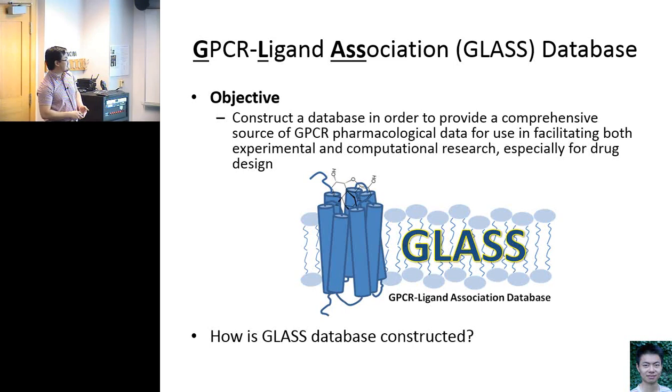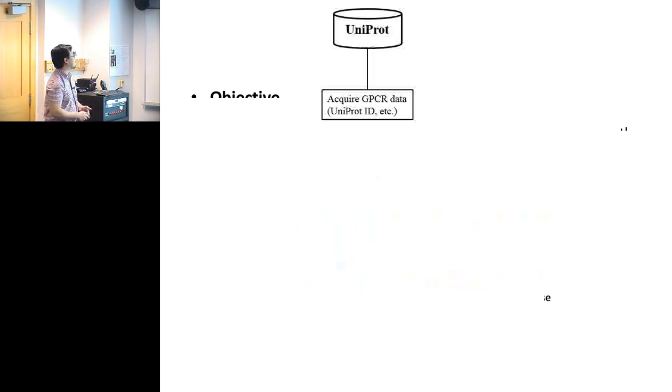GLASS stands for GPCR-Ligand Association Database, and a lot of this was done in collaboration with Hongju Zhang, who was not present today and wasn't able to make it, but is a very, very good programmer, and a very good guy. So anyways, how is the GLASS database constructed? Let's get into it. The starting point is UniProt, everybody's favorite protein database.